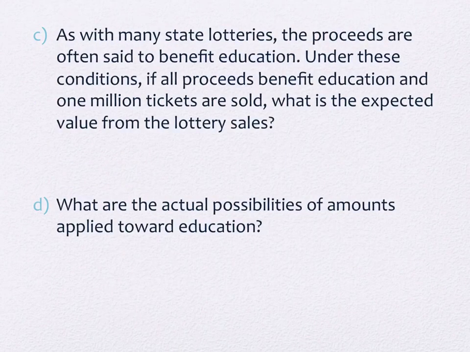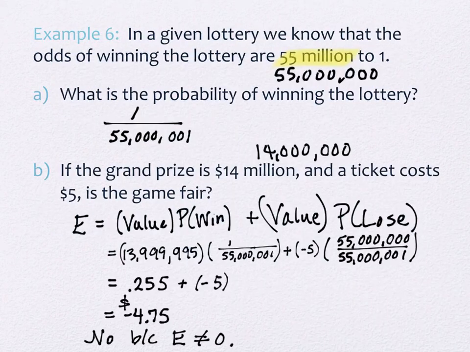Part C says, as with many state lotteries, the proceeds are often said to benefit education. Have you heard that before? Okay, just checking. Under these conditions, if all proceeds benefit education, and 1 million tickets are sold, what is the expected value from the lottery sales? So let's go back and talk about what this number over here actually meant.